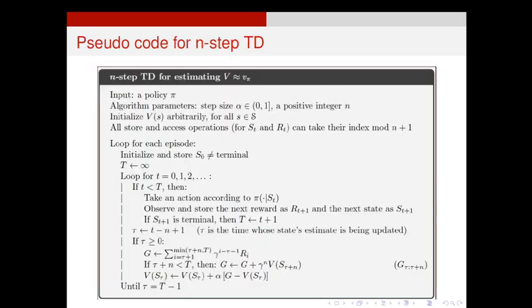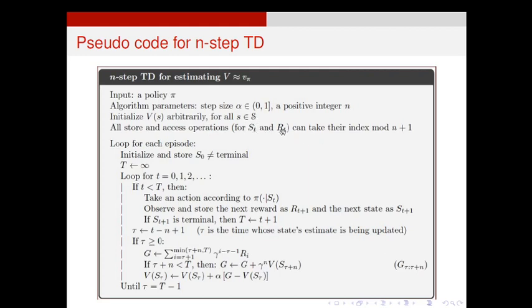Okay, this is the pseudocode for n-step temporal difference by Sutton. So very simple. We start with an initial policy. You have to set the parameters, for example, the learning rate alpha, which always lies between 0 and 1, an open-closed interval. Then initialize V of S arbitrarily. You can use random numbers or 0. That is your choice.